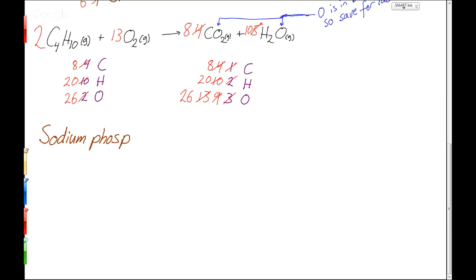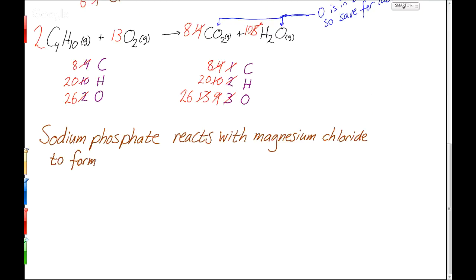Sodium phosphate reacts with magnesium chloride to form magnesium phosphate and sodium chloride. Okay, so see if you can write a balanced equation for that reaction.